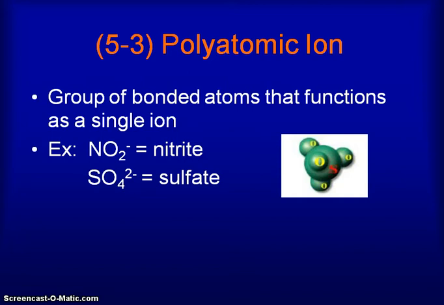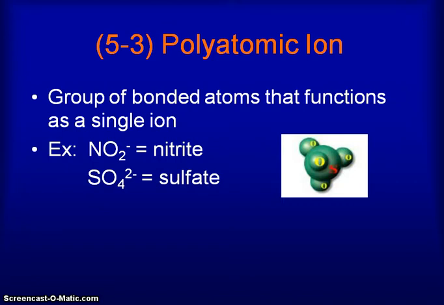Chapter 5, Section 3 begins with polyatomic ions. This is part 1. A polyatomic ion is simply a group of atoms that have already been covalently bonded together that has a charge to them. So they behave as if they were a single ion.